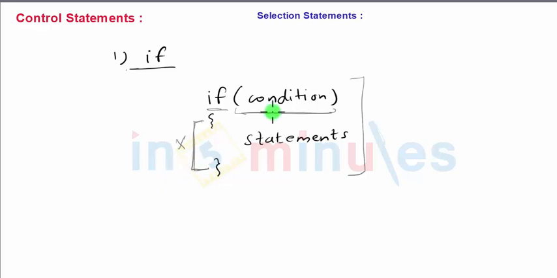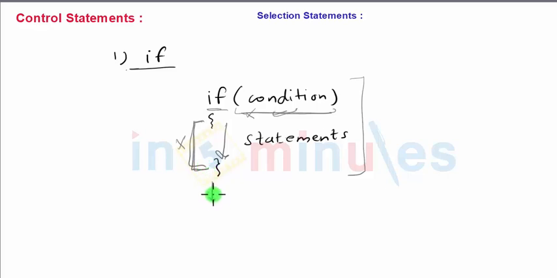Here the condition can be a relational or logical or a combination of relational and logical expressions which return the answer as true or false. If the expression generates answer true, then the statements will be executed. If the expression returns false, then these statements will be skipped and the program will proceed further.